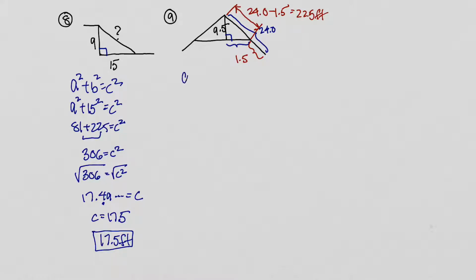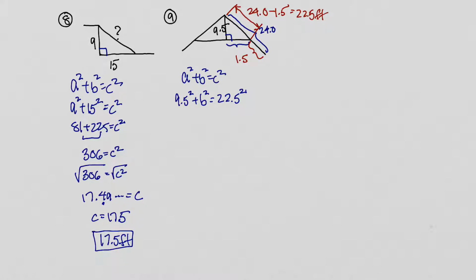So here we go. We'll get a squared plus b squared equals c squared. So how about 9.5 squared plus b squared, that's what we're looking for, equals 22.5 squared. Right, we don't want to be squaring the 24 because that's the entire length of the rafter. The hypotenuse only goes from here to here, so that's 24, the entire length, minus the 1.5.